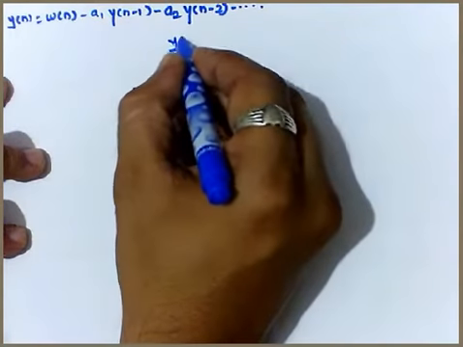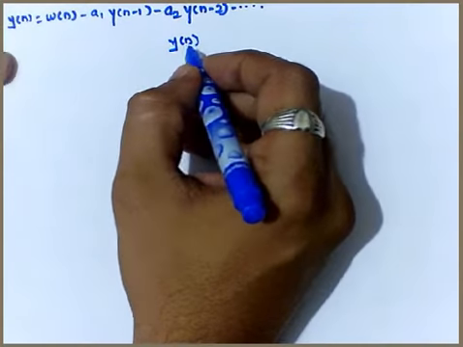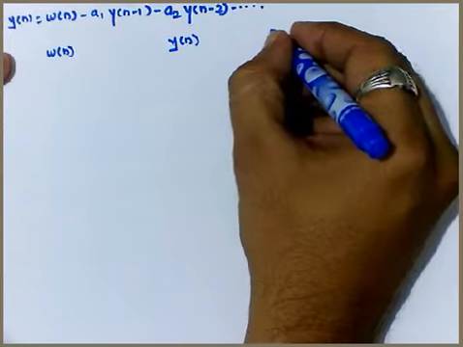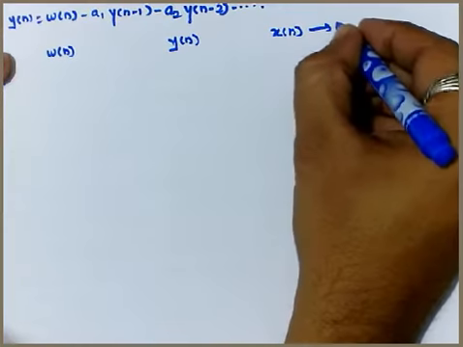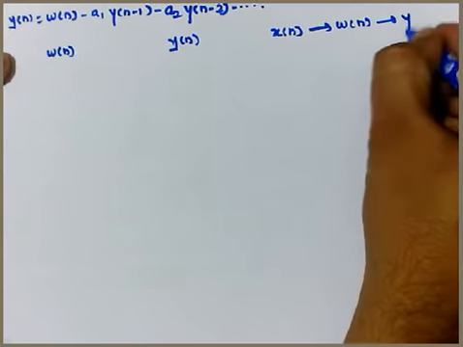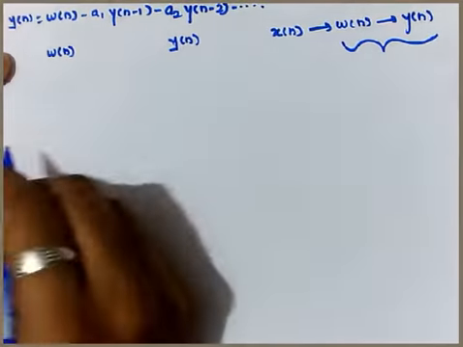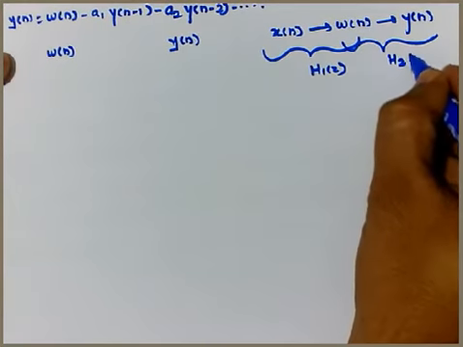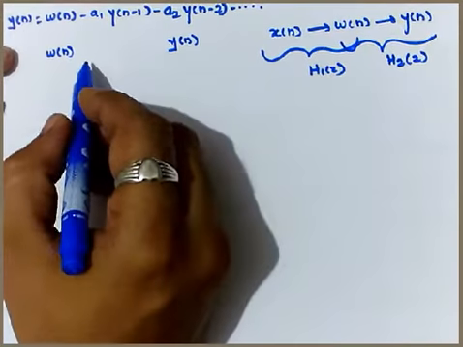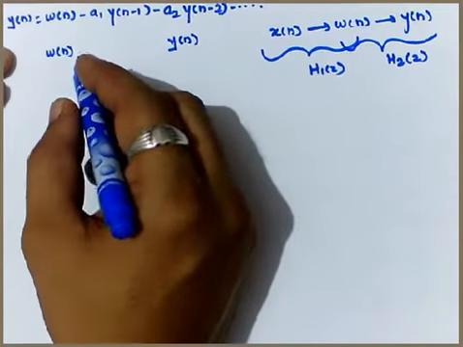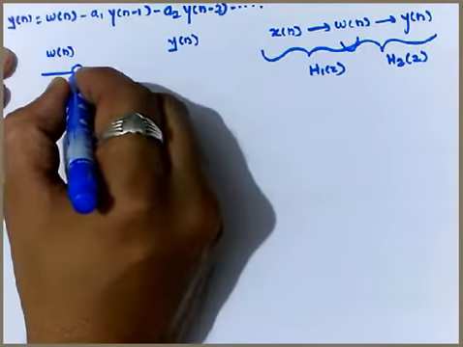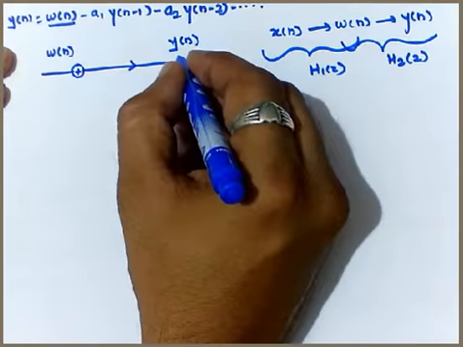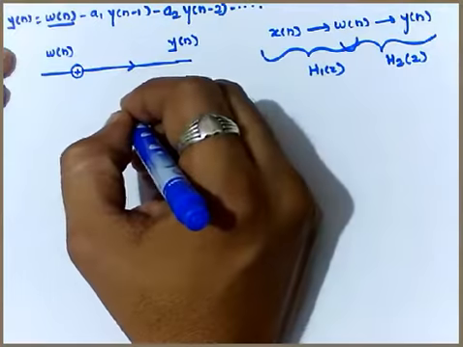So y of n is nothing but the output and w of n is nothing but the input. If you recall, this is the system which we started, so w of n and here it is y of n. Right now we are discussing this part. Already we have discussed this H1 of z, now we are proceeding for H2 of z. So let's proceed for this part. w of n will be added directly over here because it is scaled with the factor 1. Now this is y of n.